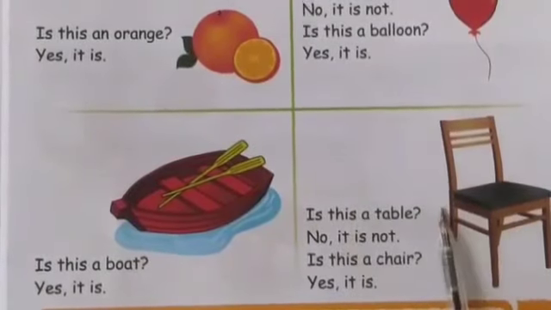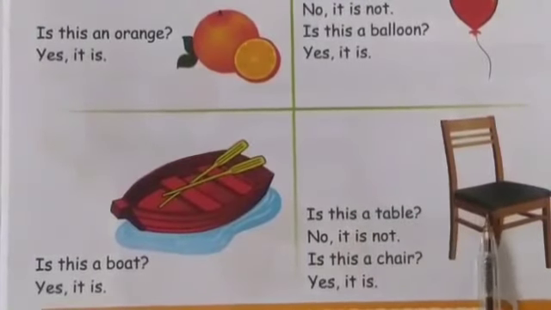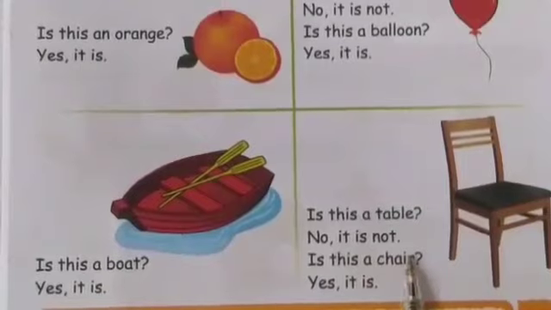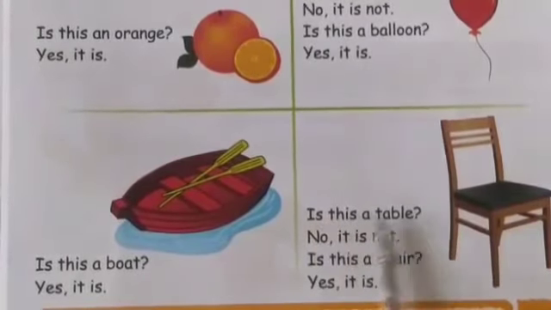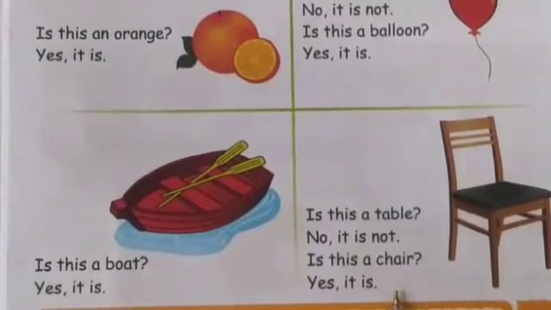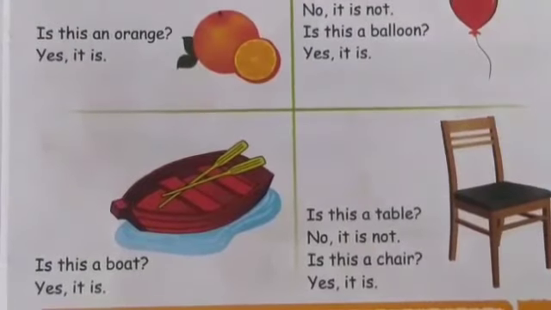Is this a table? Look at the picture. No, it is not. Is this a chair? Yes, it is. Once again, is this a table? No, it is not. Is this a chair? Yes, it is. It means if I ask a question about anything around you, you will be able to give the answer in yes and no. Okay, so let's see in the next activity.